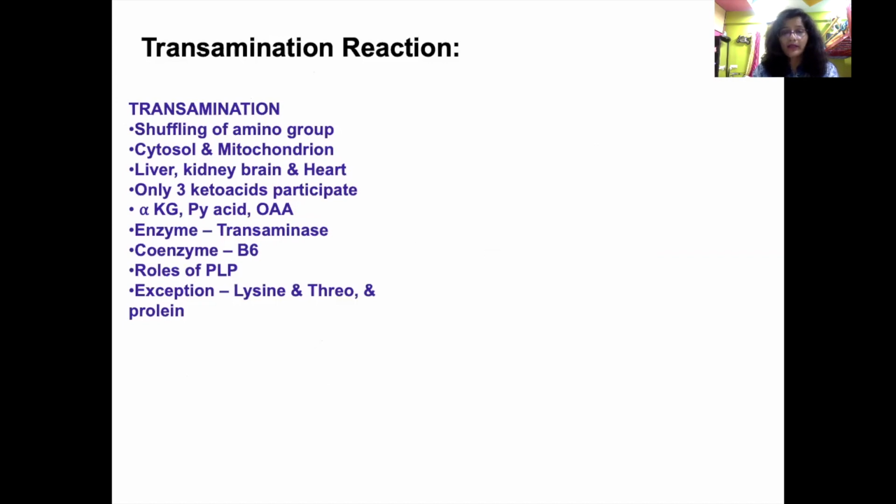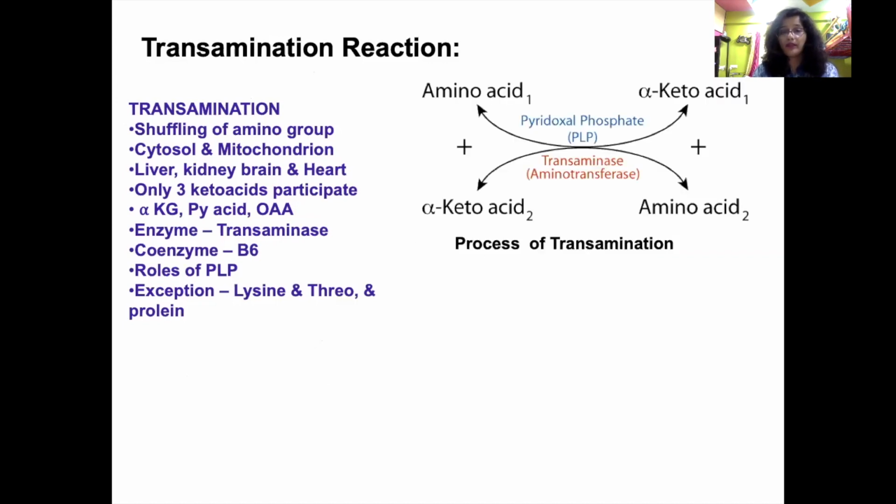As the name suggests, transamination is a transfer of amino group from an amino acid to a keto acid to form a new amino acid and a new keto acid. So it is clearly seen that it is only shuffling of the amino group from one amino acid to the keto acid to form a new amino acid and a new keto acid.